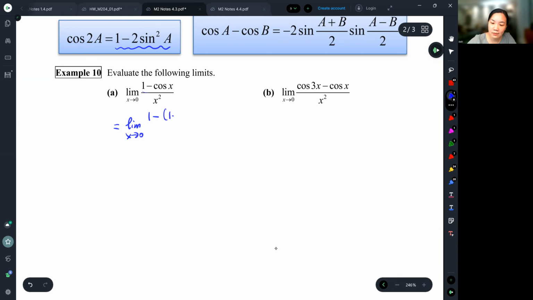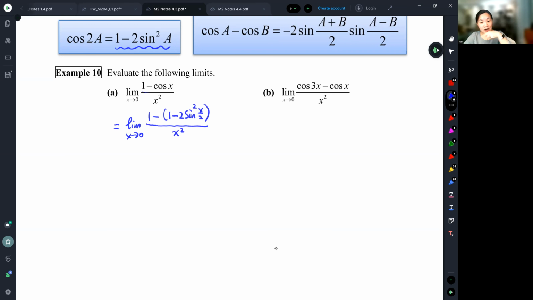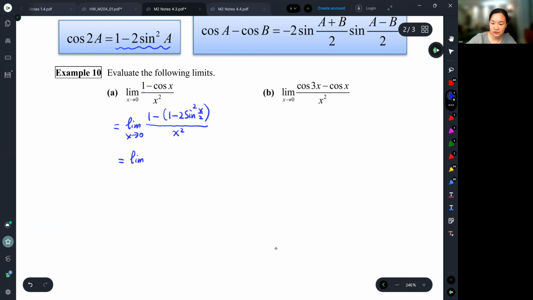This one will be 1 minus 2 sine x over 2 squared. It's half angle, you see? Now x becomes half angle, 1/x. I know it's painful, but you still have to do that. And 1 and 1 are cancelled, you see? You have -2, and that's fine. -2 is fine.